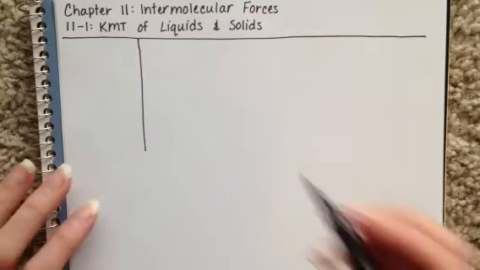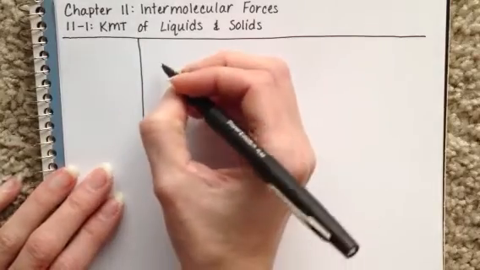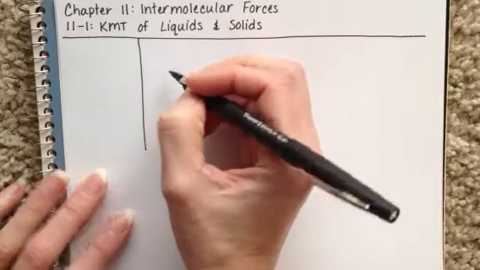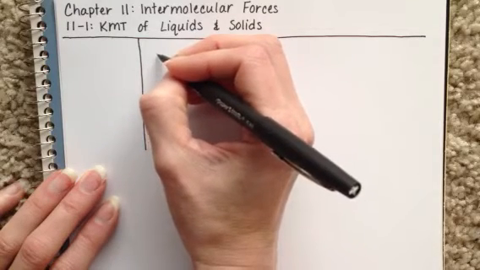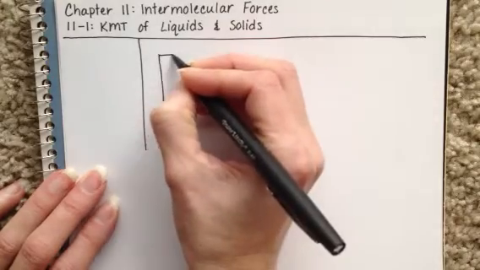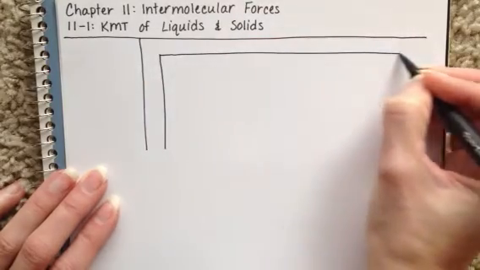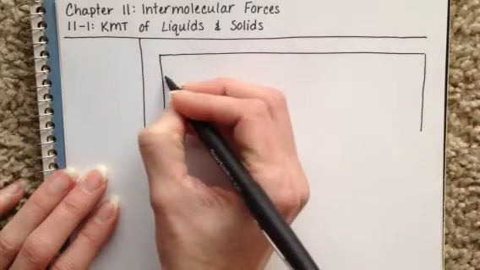So we're going to start this chapter with a refresher on the differences between solids and liquids and gases, and we're going to add some new information to the information that you already have about solids, liquids, and gases. I'm going to make a data table.